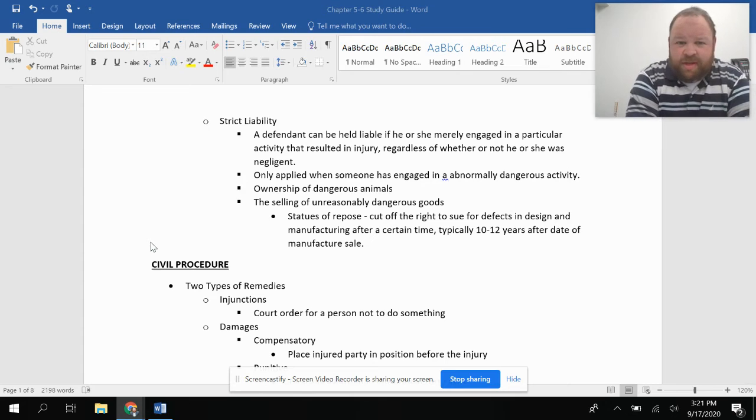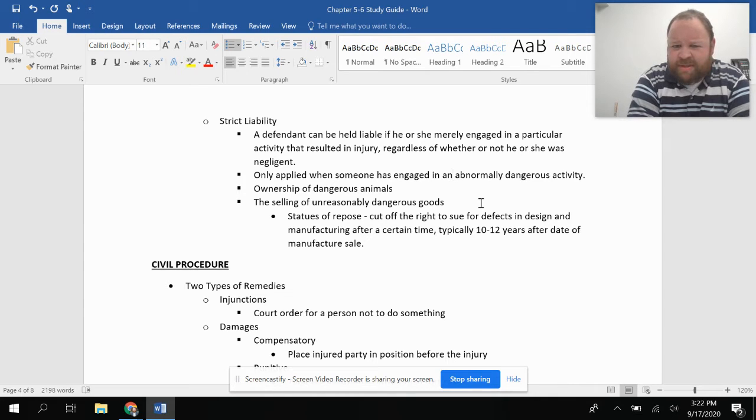This kind of goes with strict liability. So a defendant can be held liable if he or she merely engaged in a particular activity resulting in injury, regardless of whether he or she was not negligent. So it only applies to someone that has engaged in an abnormally dangerous activity. Something like owning dangerous animals. Obviously, you're owning dangerous animals, you know that they could get out and bite someone.